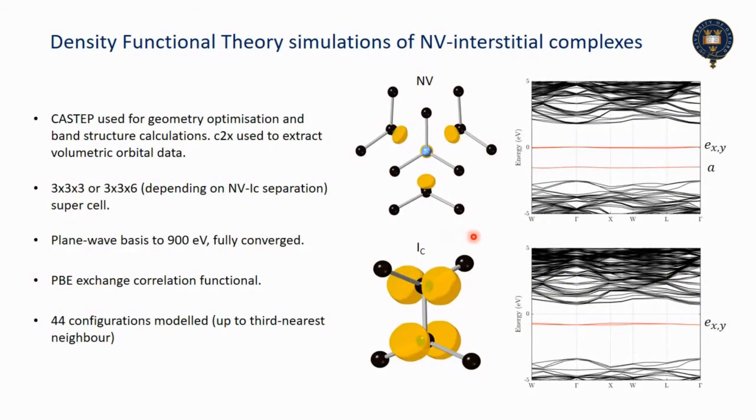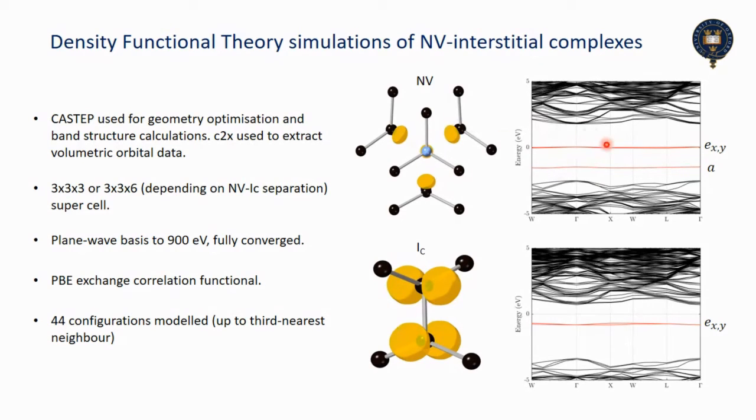The second simulations that we're doing are to try to understand the way that the defects will behave within the diamond lattice. So we're performing density functional theory simulations of complexes involving nitrogen vacancy defect and interstitial carbons. And we're working out the band structure of these different configurations and looking at the spatial orbitals which are generated by electronic energy levels within the band gap that we find.